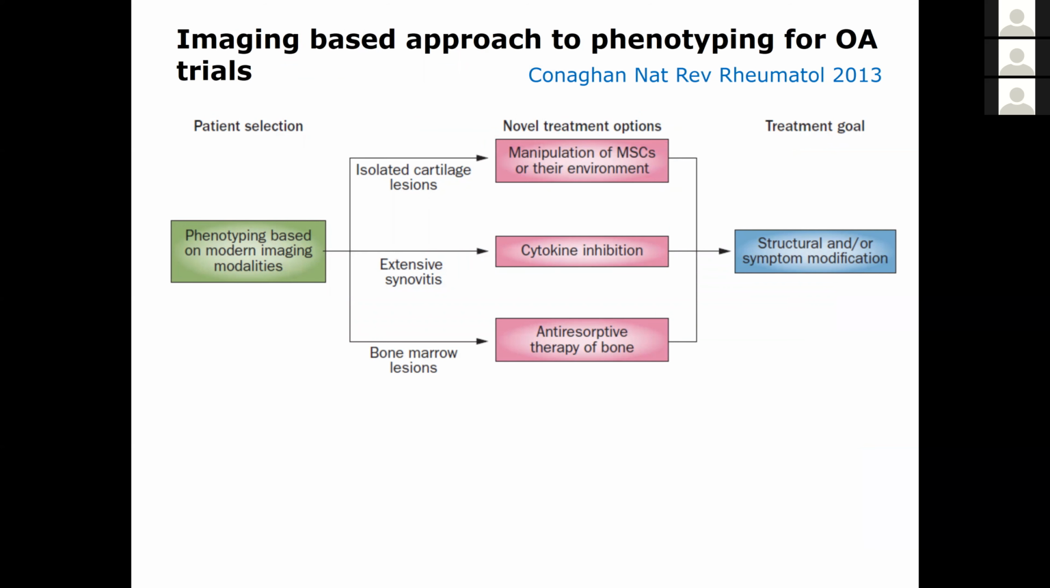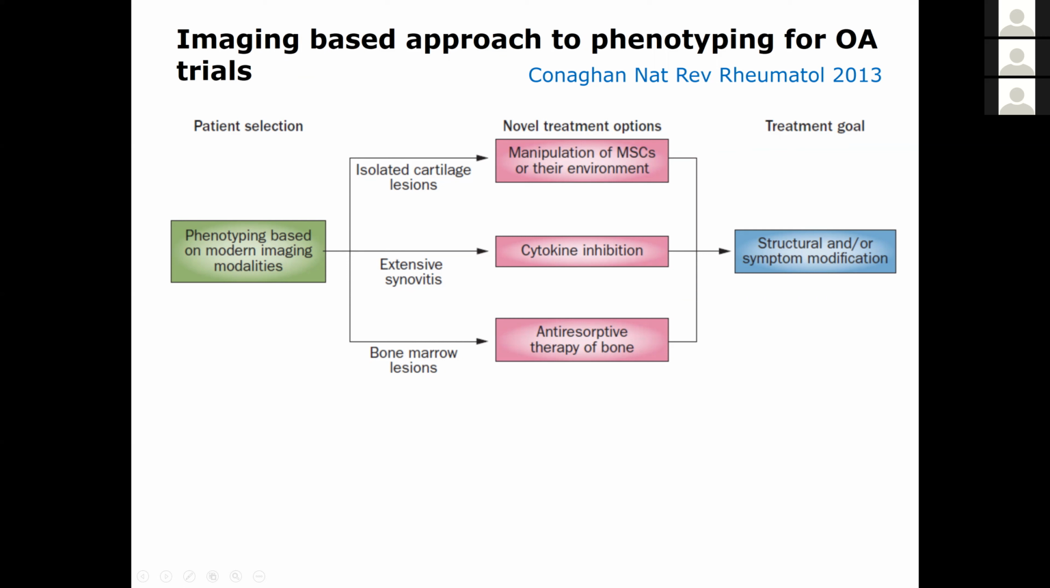So Phil Conaghan, in this review, proposed a way that imaging might be used to phenotype for intervention studies. In this diagram, what he's showing is that individuals that have just isolated cartilage lesions and the rest of the joint's normal, perhaps they would respond better to manipulation of MSCs, mesenchymal stem cells, so trying to treat the cartilage lesion. Those with extensive synovitis might be more likely to respond to cytokine inhibition. And then those that had bone marrow lesions, maybe this is the group where the anti-resorptives would be more effective.